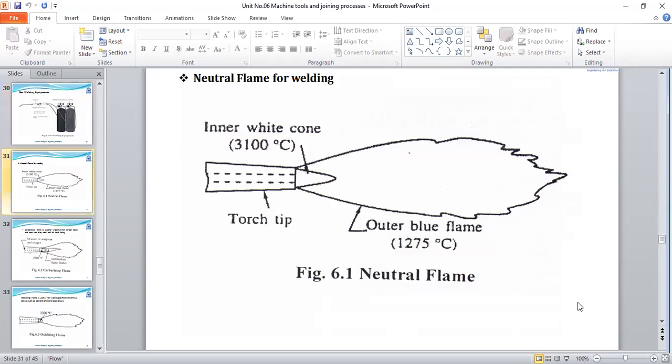Neutral flame for welding. Draw this. You have to write the name. Neutral flame for welding.